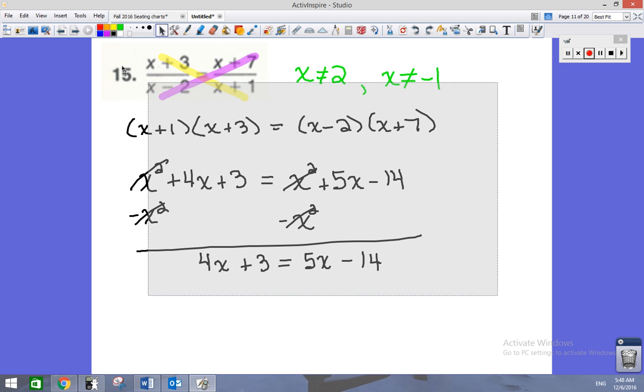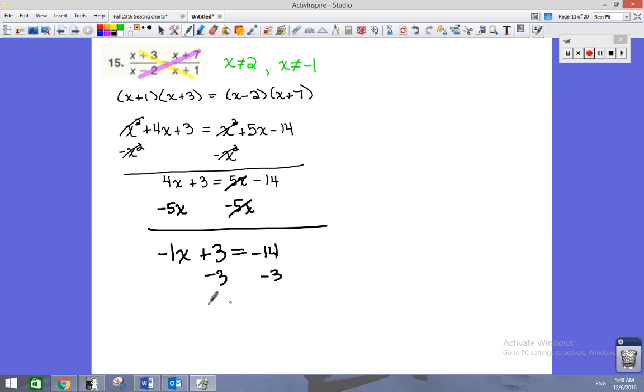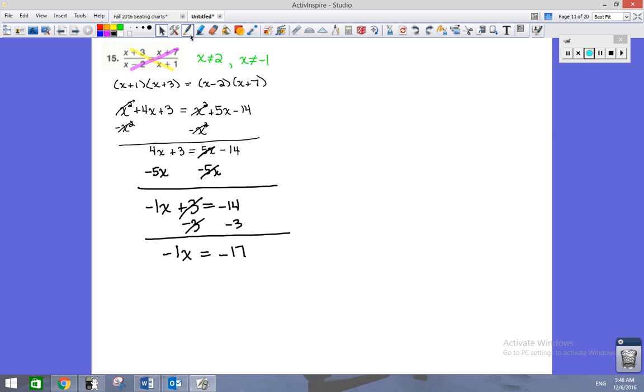If I collect the variables on the left-hand side and the constants on the right-hand side, I'll subtract 5x from each side. 4x's take away 5x's is a negative 1x. These terms cancel. If we subtract 3 from each side, we've got 3 minus 3, which cancels, that's 0. Negative 14 minus 3 is a negative 17. If we multiply each side of the equation by a negative 1, that changes the sign of both terms, and we get that x is equal to 17.